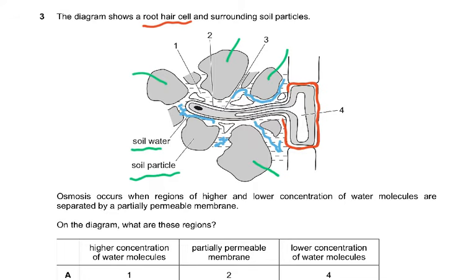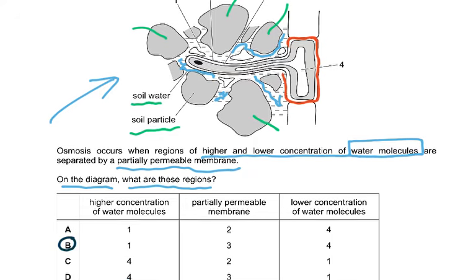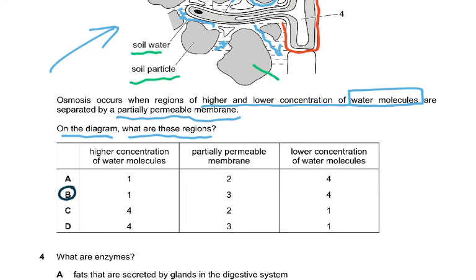And then it says osmosis occurs when regions of higher and lower concentration of water molecules, so from a dilute solution to a concentrated solution, or we can say from a solution with a higher water potential to a solution with a lower water potential, are separated by a partially permeable membrane. Then they've asked you, on this diagram, what are these regions? The higher concentration of water molecules, the partially permeable membrane, and the lower concentration of water molecules.